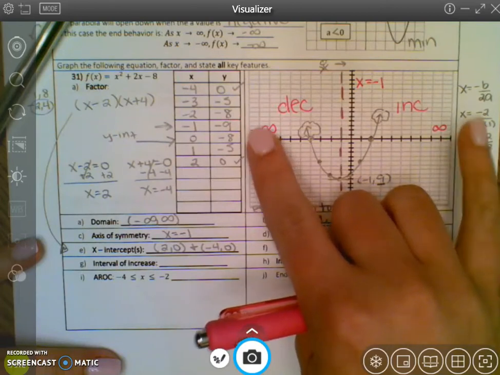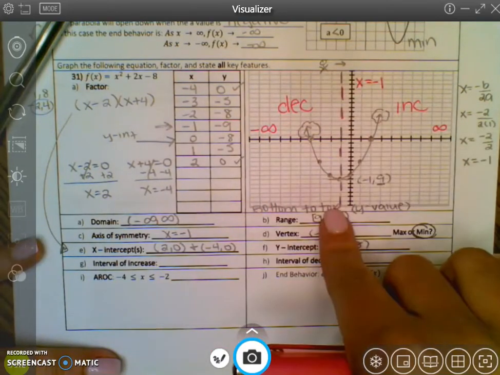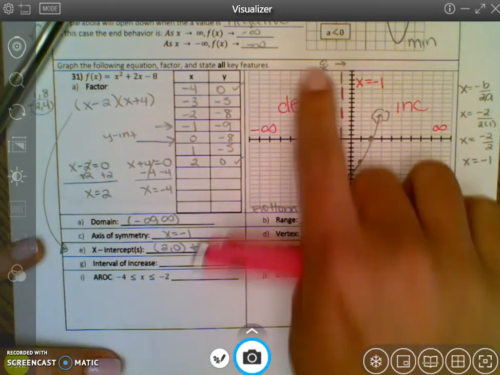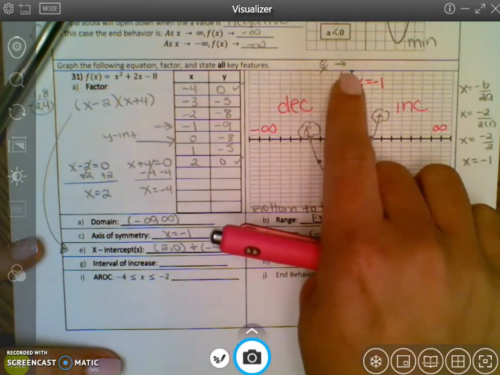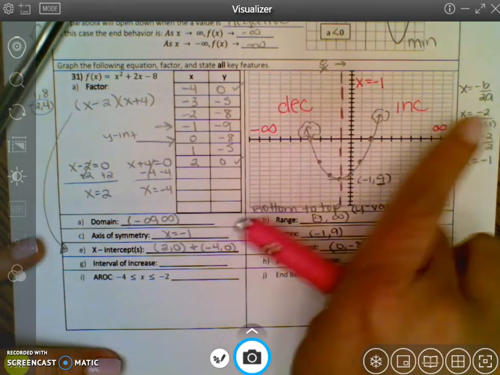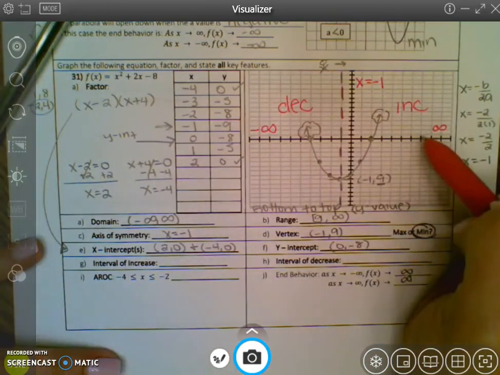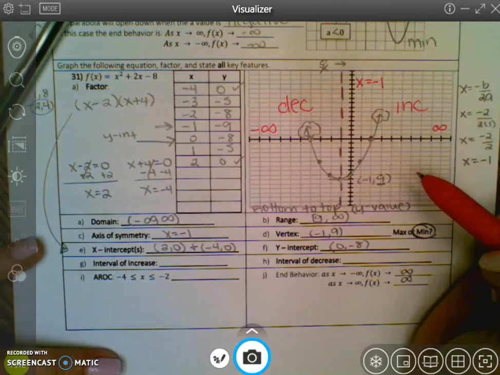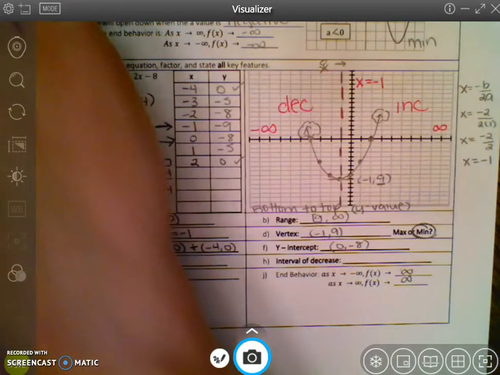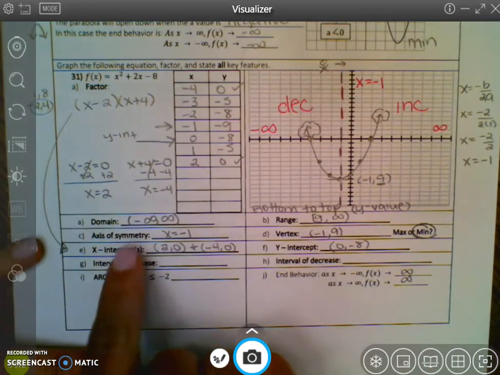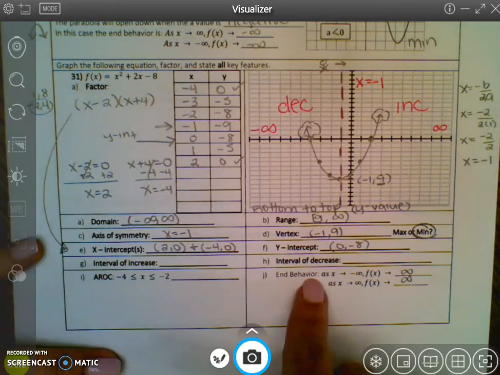After I labeled my infinities and my axis of symmetry, I said, okay, if I was a person walking on my graph, remember you can only walk to the right, this side would be decreasing and the right side would be increasing. Once you have all of that labeled, I can then go ahead and figure out my increase and decrease.